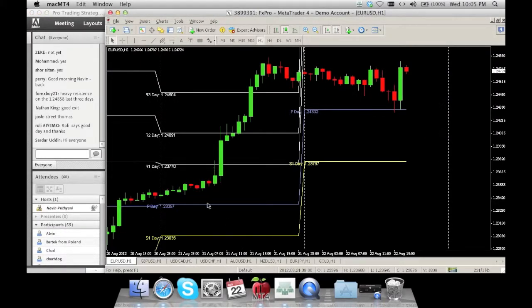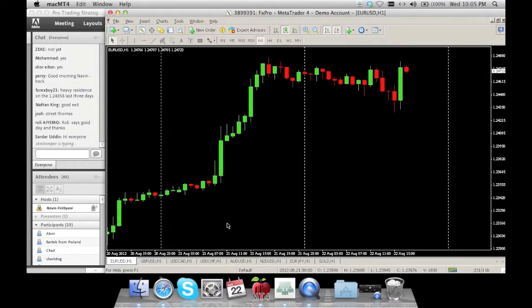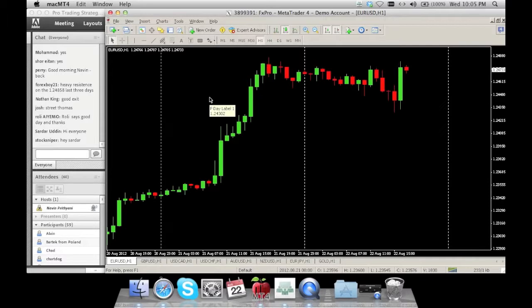Now, first things first. We trade on the 1 hour time frames, and we trade pretty much 7 different pairs. The pairs are Euro USD, Pound Dollar, US Dollar CAD, US Dollar Swiss Franc, Aussie Dollar, New Zealand Dollar, Euro Yen, and we have gold as a reference. We don't trade gold, but gold is there as a reference.